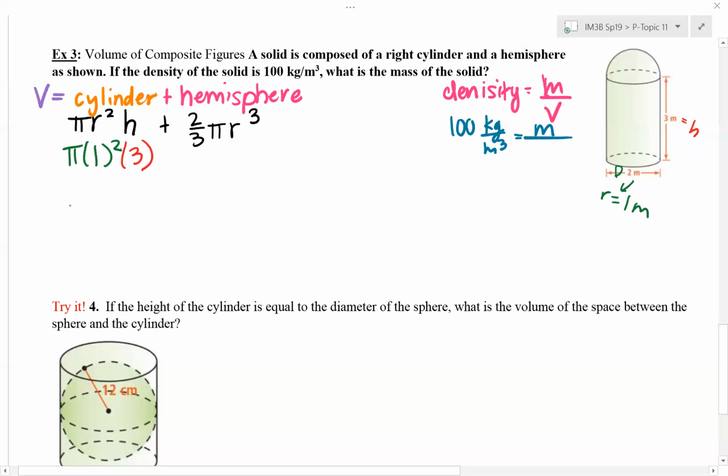And then let's just calculate that value before we go to the hemisphere. So if we calculate that volume for the cylinder, pi times 1 times 3 is going to give us 9.4. So we have about 9.4 cubic meters.